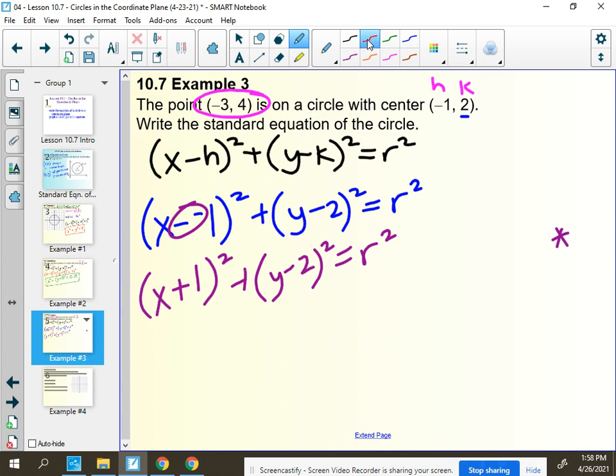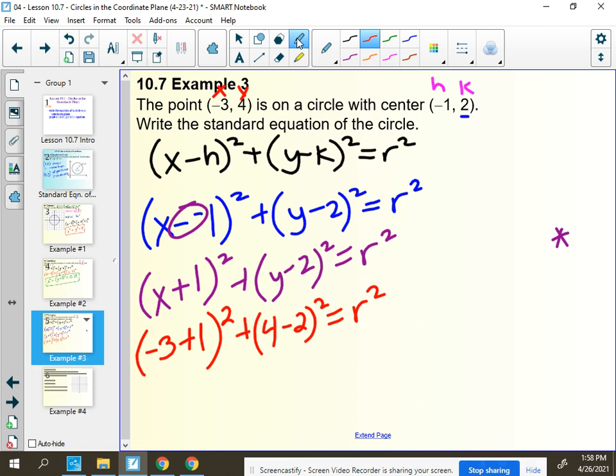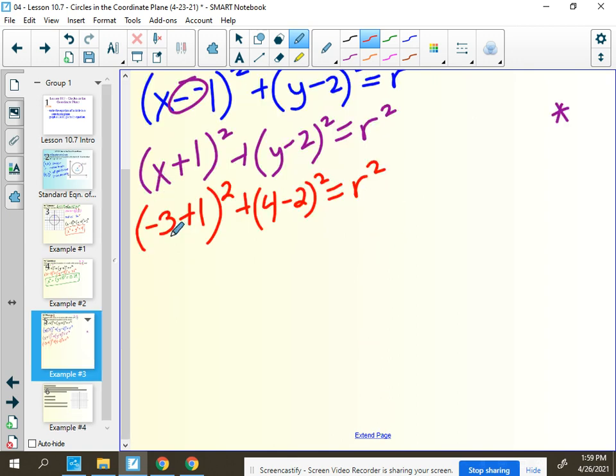You start generically with the equation of the circle, you get your center input there, and then come back to this point, negative 3, 4, which is an x value and y value. Let's plug those in. For x, I'm going to plug in a negative 3. I've already got my plus 1, that's part of my formula. Plus my y value is 4 minus 2 squared equals r squared. And all of a sudden we go from 3 unknowns to now something with 1 unknown, and it's on one side of an equation.